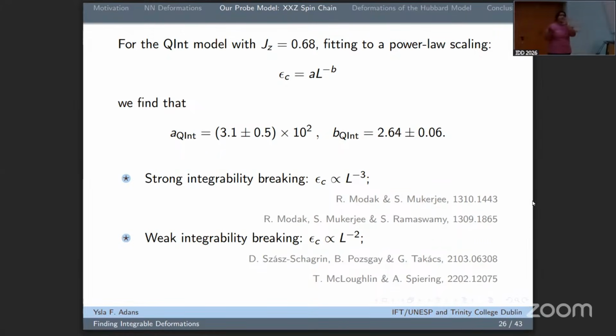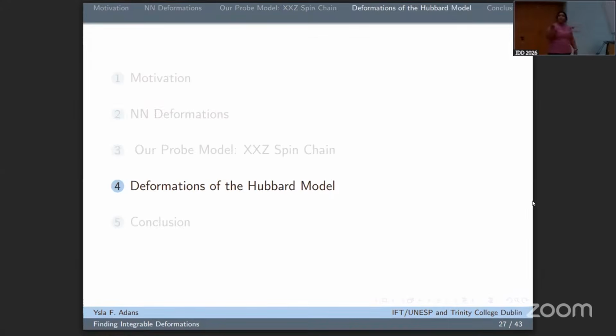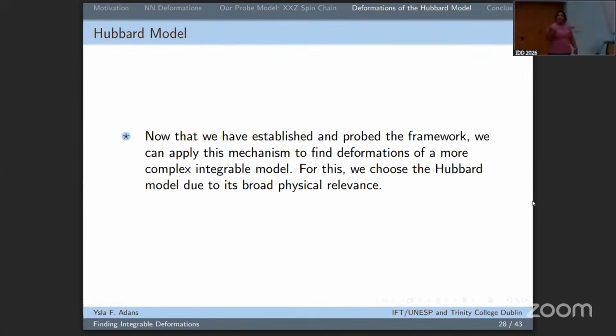So this is something that you want to look for, it's not just a curiosity. So we probe this with the XXZ, which is easier, and more interesting because we will work with this every time. Can we do this for a more complex model? In order to do this, we take the Hubbard model. Why? Because Hubbard has a lot of free parameters for us to play with, and also because it has a lot of physical relevance, both for the high energy community and the condensed matter community.